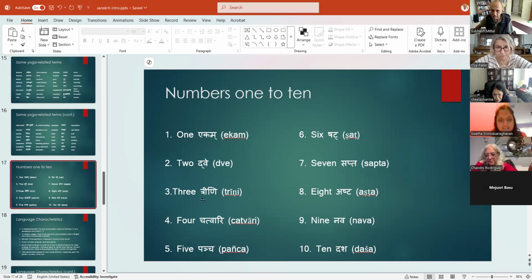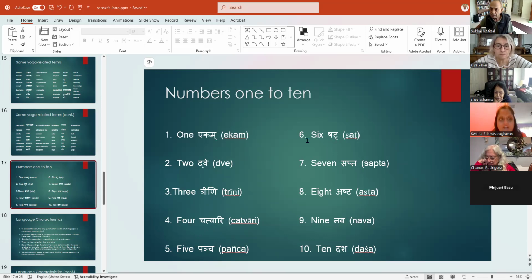Now this trini, this is the second na. See if you notice there's a dot under the n. So there's a distinction between these two sounds. One is na, the other is na. So a little bit back. So it is trini. Chatvari. Chatvari. Pancha. Pancha. Shat.